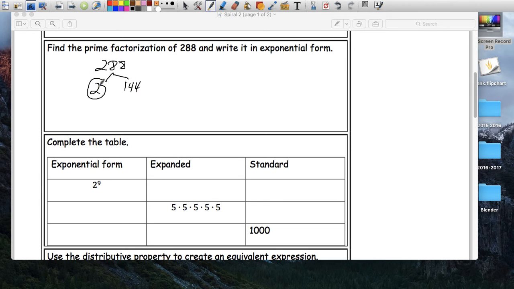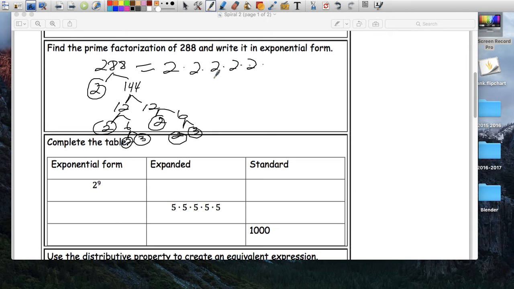2's prime, circle. 144. You can do 2 again or 12 and 12, because that's 144. 12 is 2 and 6. Circle the 2. 6 is 2 and 3. Circle, circle, because they're all prime. So 12 on this side is going to be a repeat of what we just did. So the prime factorization of 288 is 1, 2, 3, 4, 5 2's and 1, 2, 3's.